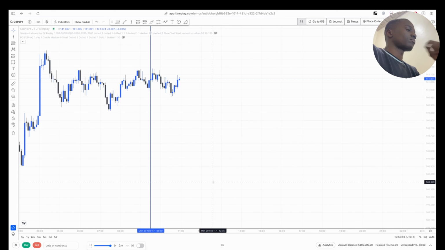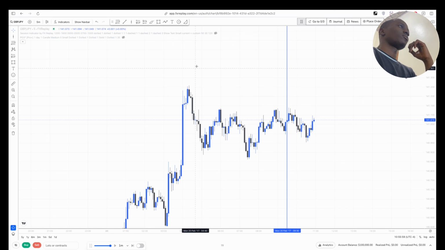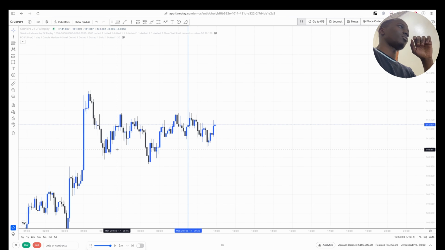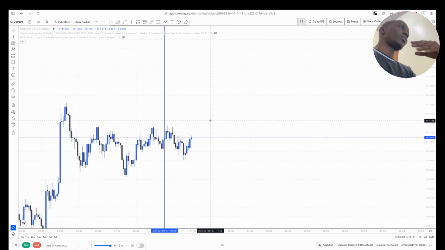So after this sweep, I mean after this rebalance, because this whole move was to rebalance, we can see a small consolidation in here. What would make me take a trade is simply a small sweep off of here, testing this fair value gap and taking out these highs, then heading to the lower side.